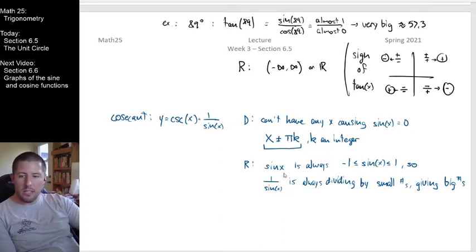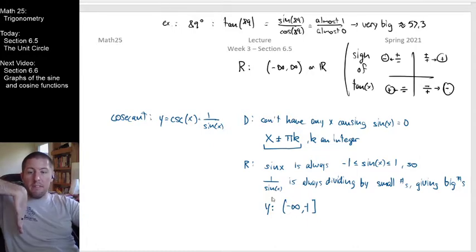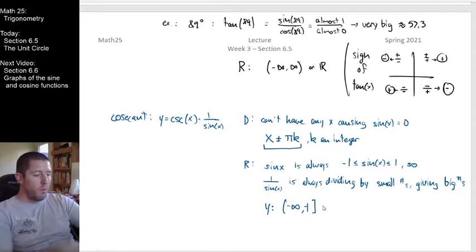This will be better once we see a graph of this, but this is a strange one right here. So here I think I can say that our y values should be, all big stuff is fine all the way to -1. Notice that we can get -1 because if sine of x is -1 at 270, then that's what cosecant is going to be, also -1. 1 over -1 is -1.